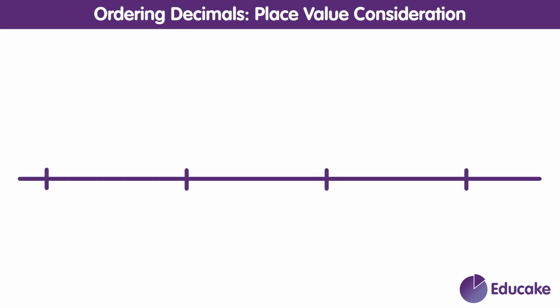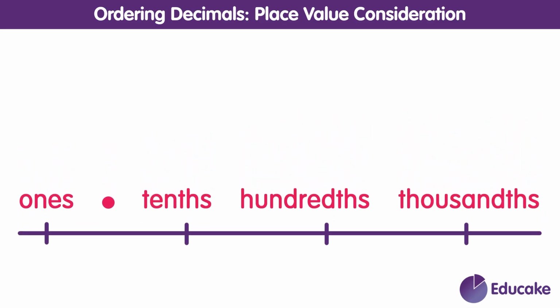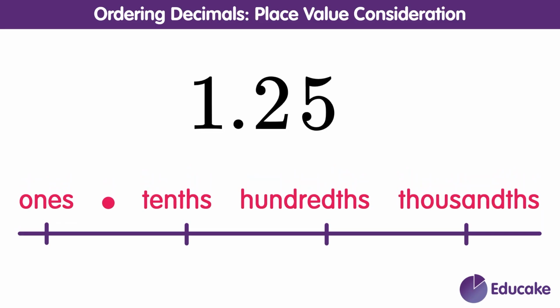When comparing decimals, the most important thing to remember is place value. Every number after the decimal point has a different place value. We've got tenths, then hundredths, and then thousandths. And so it goes on, of course. So let's look at a number as an example. Let's take the number 1.25.